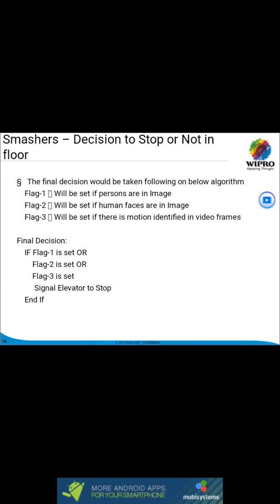So overall, the decision to stop the elevator on a floor or not is made by the webcam algorithm by setting the flag. If flag 1 is set, or flag 2 is set, or flag 3 is set, we have built the algorithm accordingly, and the code will process the results.